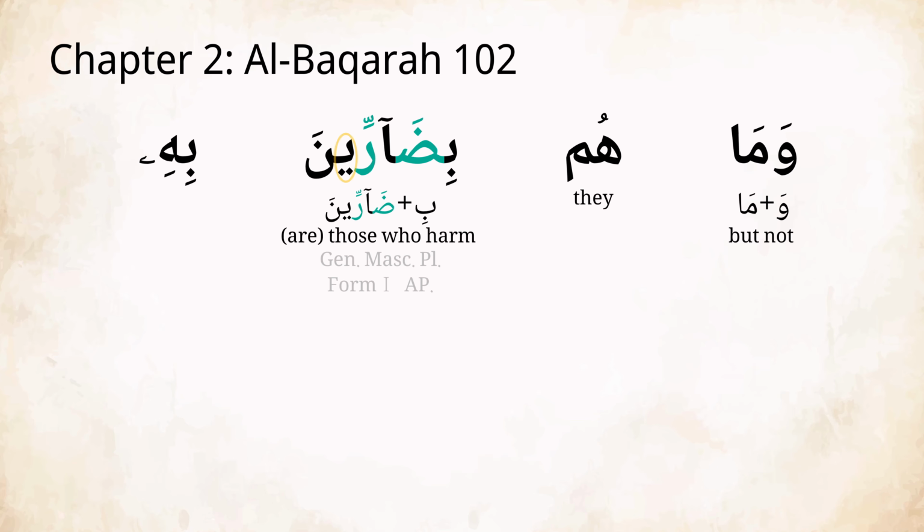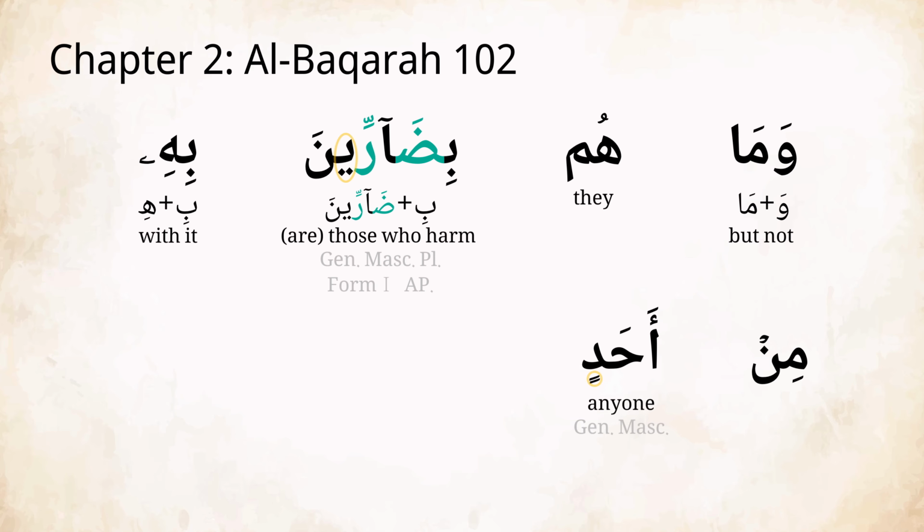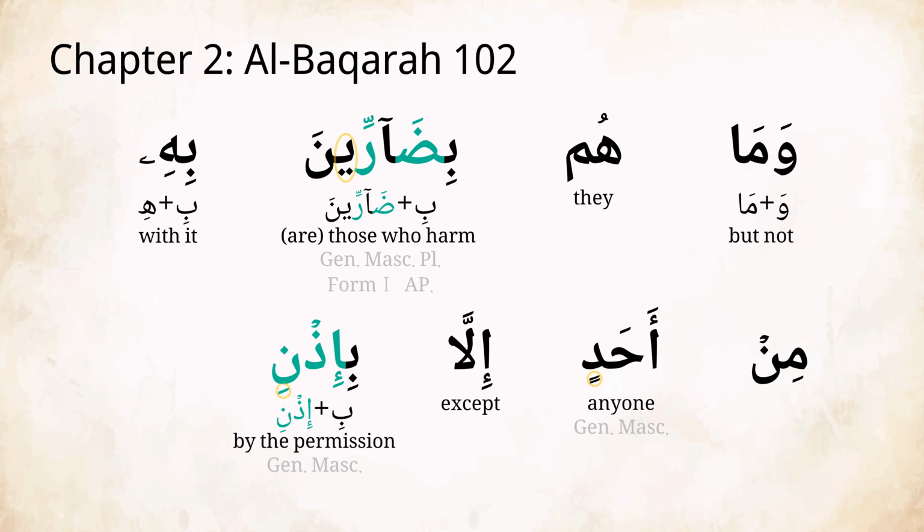Moving on, we get bihi again, meaning with it. Moving on to the second line, we have min ahadin, which we already saw in the last video, meaning anyone. Min here emphasizes the meaning of ahad, so it's like saying anyone at all. Moving on, we have illa, meaning except. Up next is bi'idhni, which is be plus idni, meaning by the permission. And then we have Allahi, which is in genitive, forming an idafa, meaning the permission of Allah.